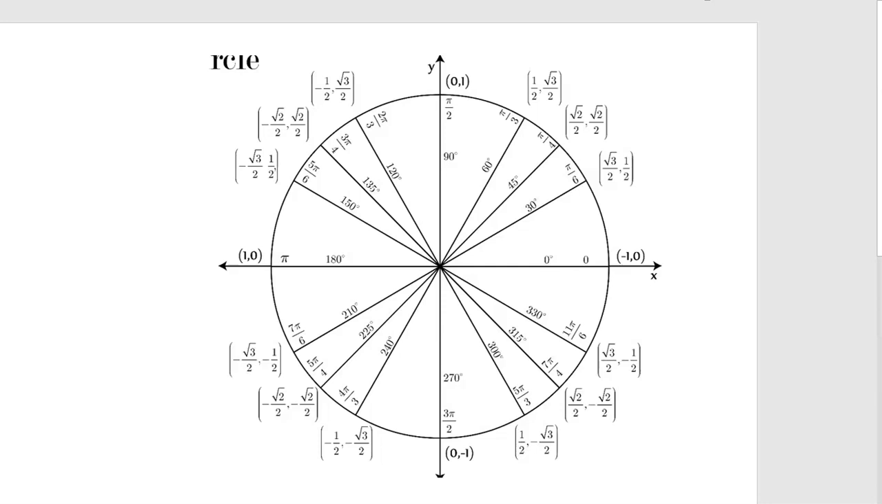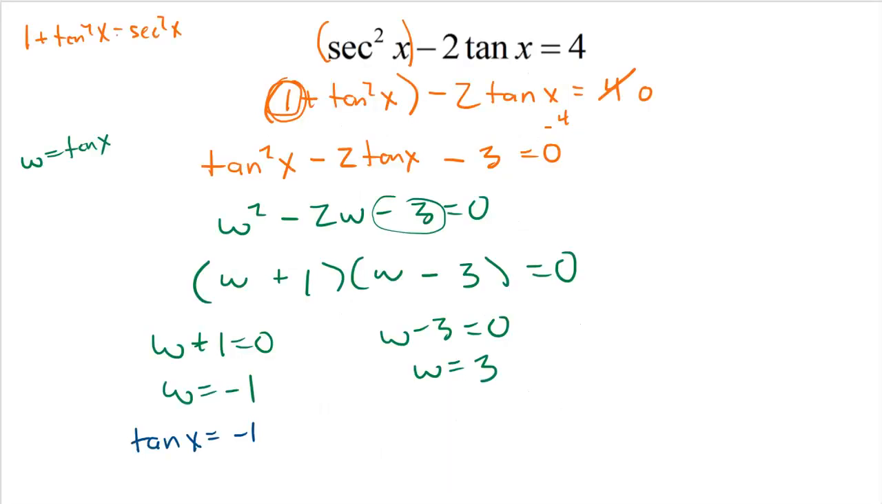And again, I'm not going to take the time to explain why. We did that a long time ago. But at 3 pi over 4 and 7 pi over 4, tangent is -1. So again, x equals 3 pi over 4 and 7 pi over 4.